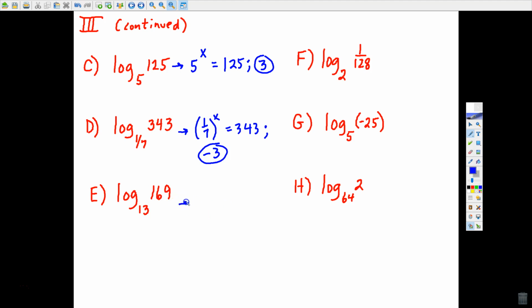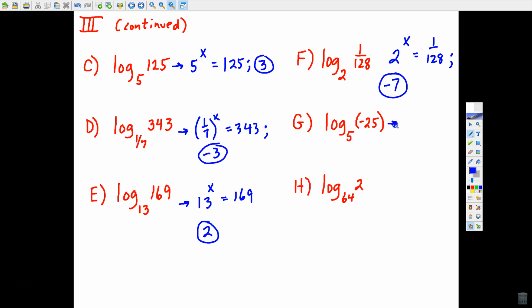Letter E, I want you to show it as 13 raised to something equals 169. So evaluating this log means find out what this required exponent is, and in this case it would be 2. Letter F, 2 to some power is equal to 1 over 128. And maybe take a little bit of work with your calculator, but that should be -7. 2 to the 6th is 64. 2 to the 7th is 128, but if we want the reciprocal of 128, we have to use a negative exponent.